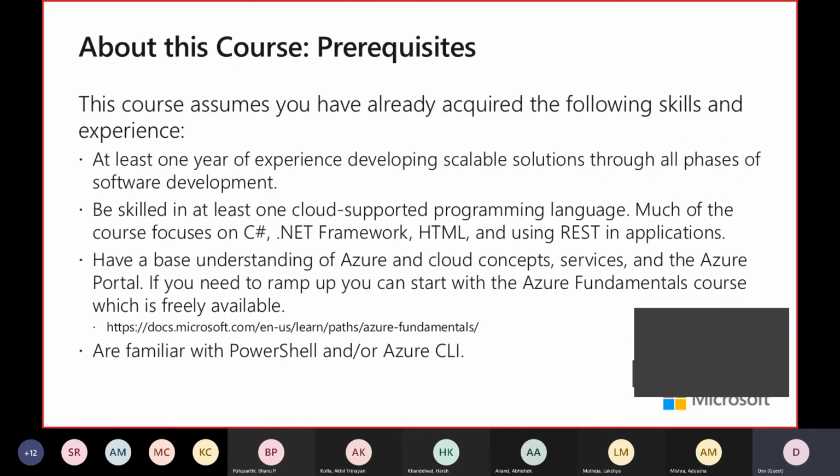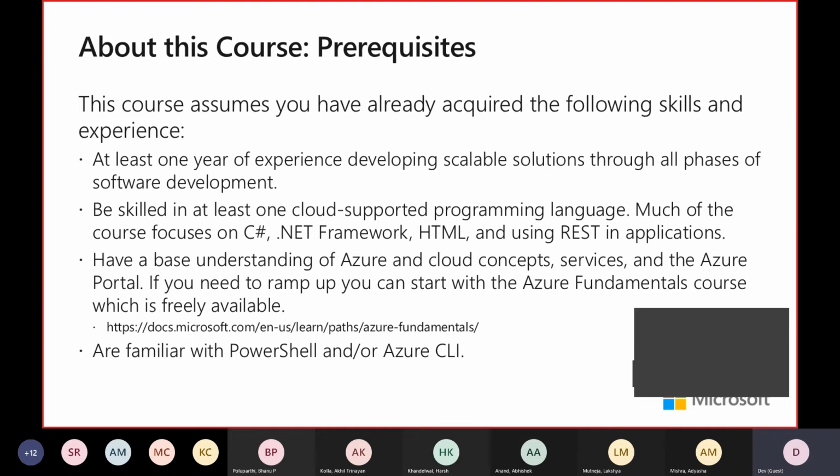Now this course, as I told you, every course has a prerequisite. So I'm assuming, or Microsoft is assuming, that you have this knowledge: C Sharp, .NET, HTML, any of these. And a basic understanding of cloud concepts and fundamentals. That's what I was talking about.